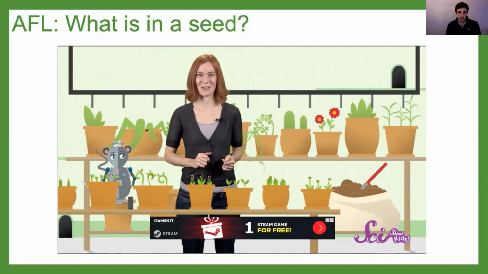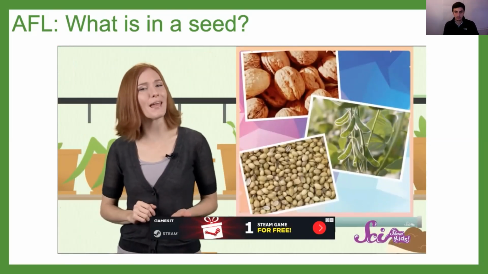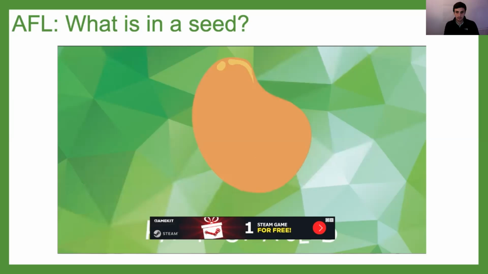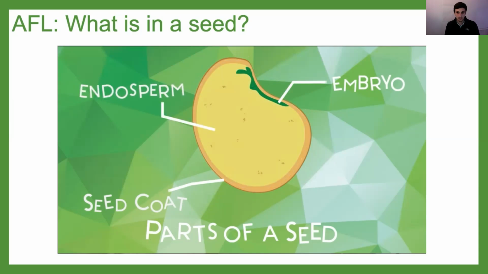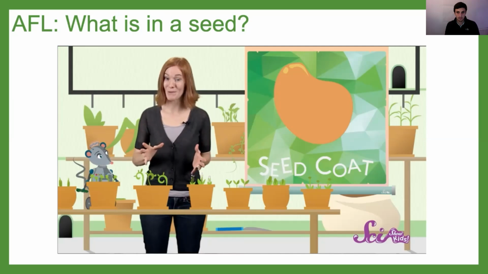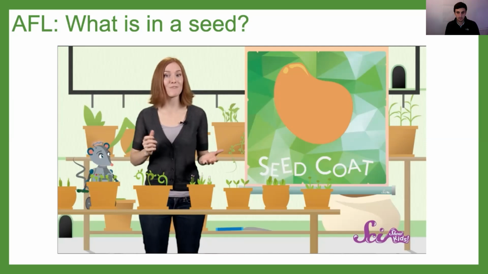Thanks for asking, Dimitri. First of all, seeds come in lots of different shapes and sizes, but they're all made of 3 parts. An outer shell called the seed coat, a tiny baby plant that's inside the seed called the embryo, and some plant food for the embryo called endosperm. The seed coat has an important job. It covers the entire seed, protecting the little baby plant inside and keeping it from drying out.